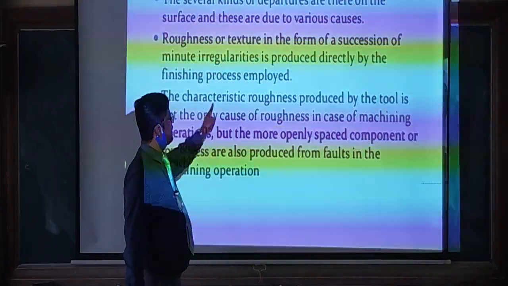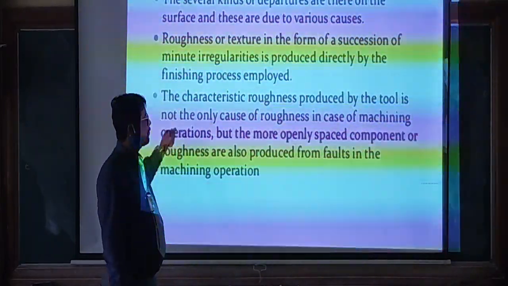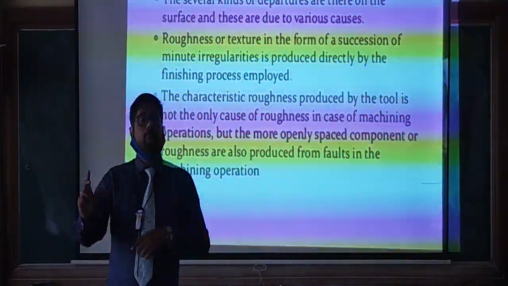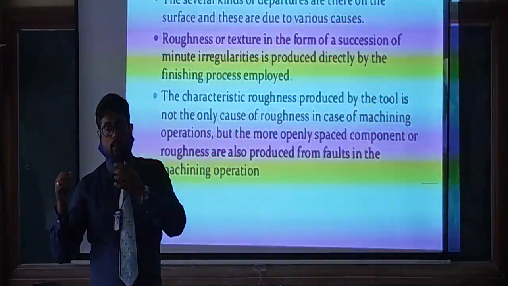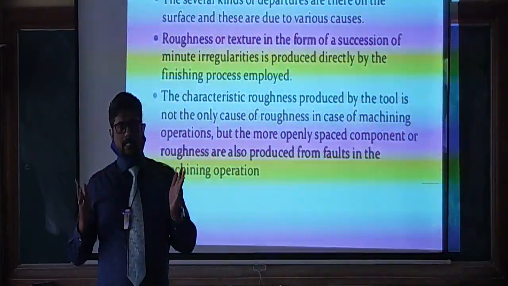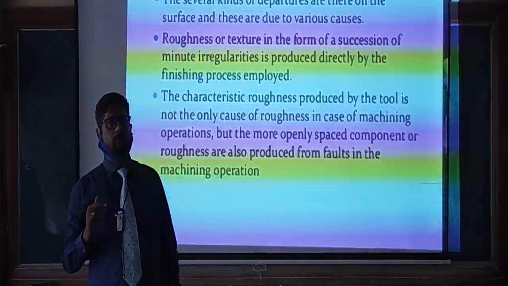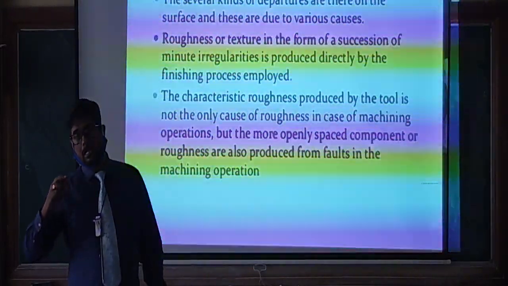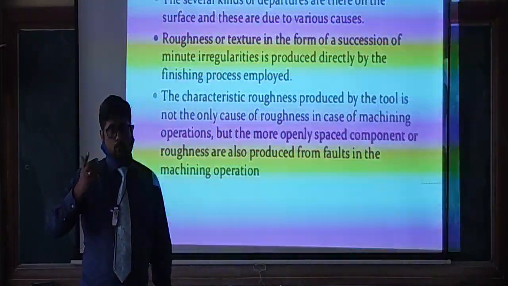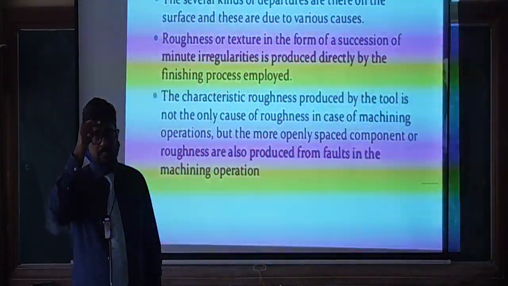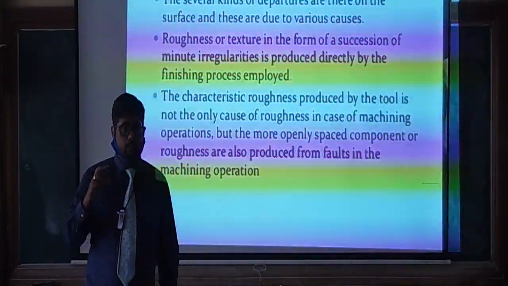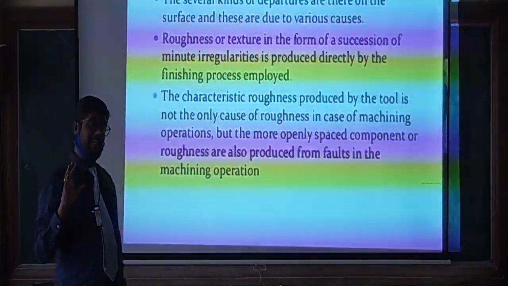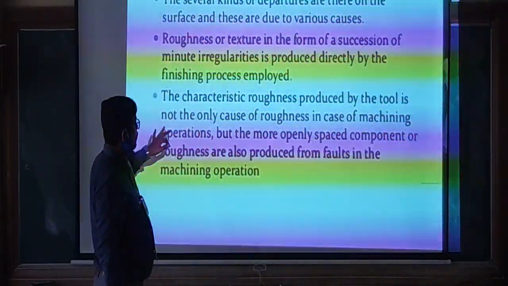So the characteristic roughness produced by the tool depends on whichever cutting tool, which type of cutting tool you are going to use for the type of operation. Say I am using a turning operation on the CNC machine, and I am using different types of tools, like a CNMG tool, a TNMG tool, a WNMG tool. It depends on which operation, whether you are using the CNMG tool for the finishing operation or the WNMG tool for the finishing operation. That is very important.